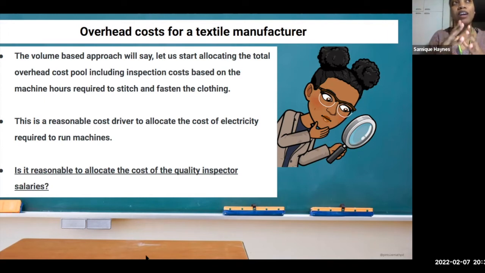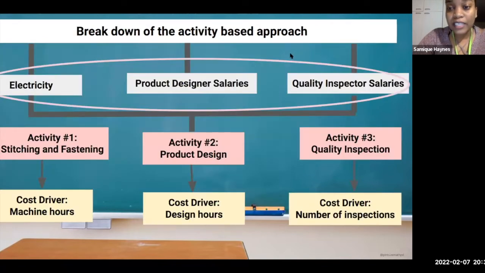If we think of machine hours as a cost driver, it's fair to say the more machine hours we use, the more electricity we use up, and the fewer machine hours we use, the less electricity we use up. So it's a reasonable cost driver to allocate the cost of electricity. But what about the cost of the quality inspector salaries? Is it also reasonable to use machine hours to allocate that cost? Not reasonable, right?